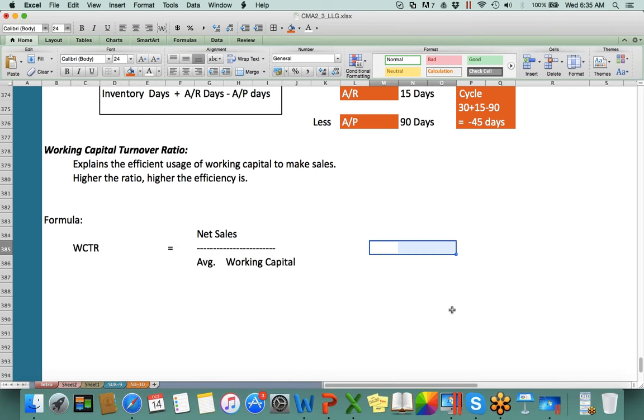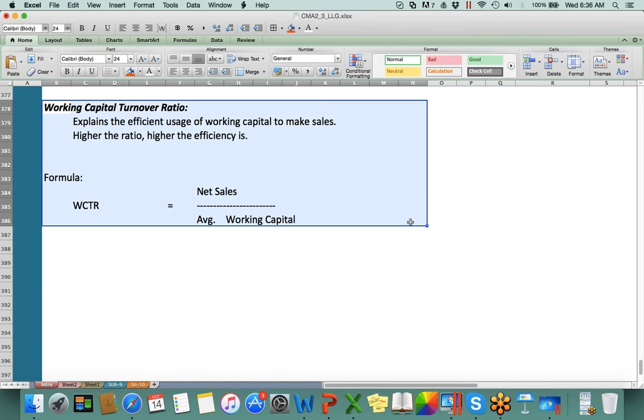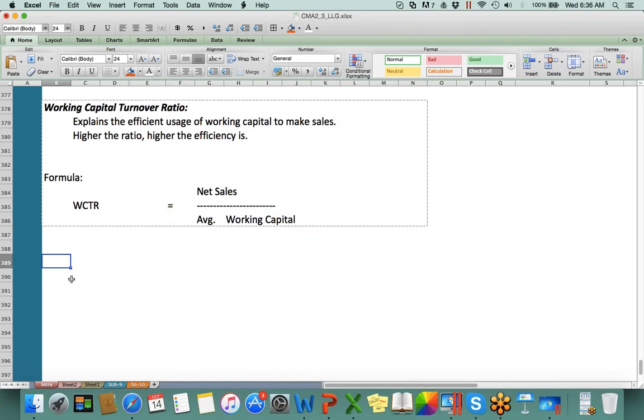So you will have some targeted figures, that my sales should be at least three times of working capital. So the moment you calculate working capital, you will see whether 3 times of working capital is there in your net sales or not. If it is not there, it means that the working capital is not utilized as you planned.